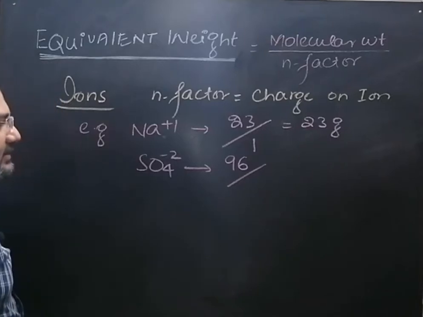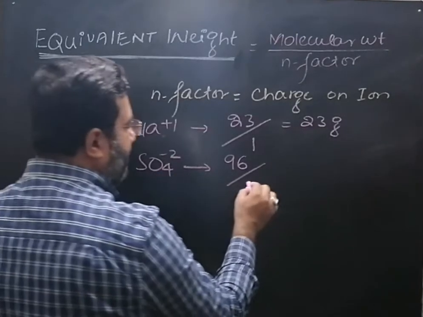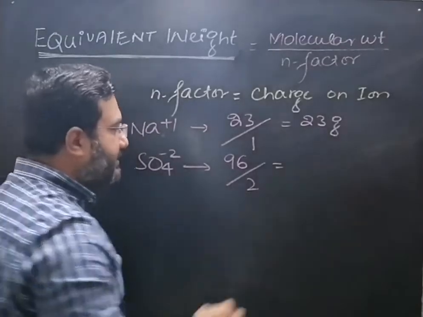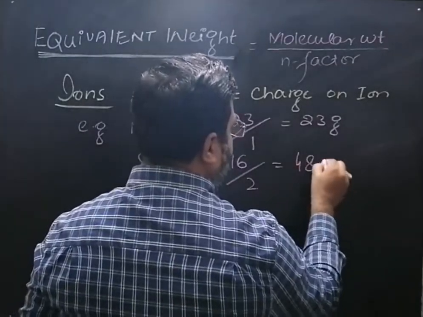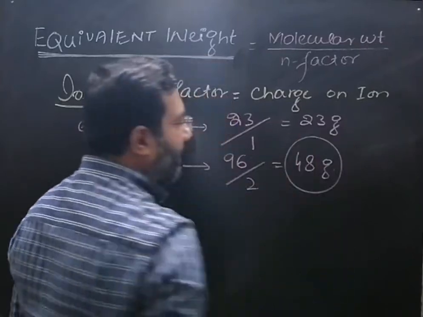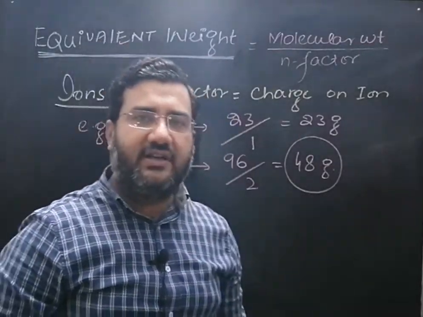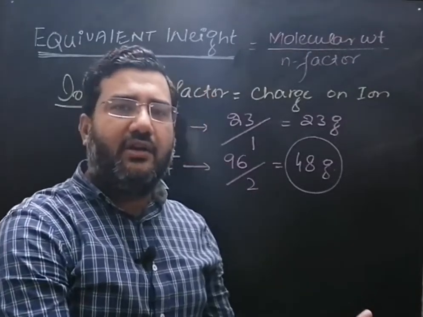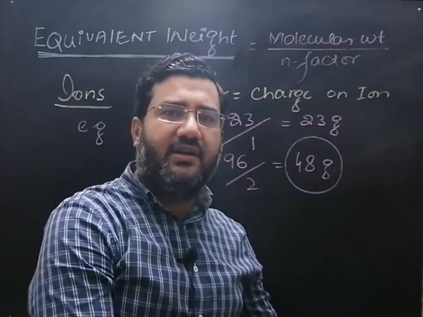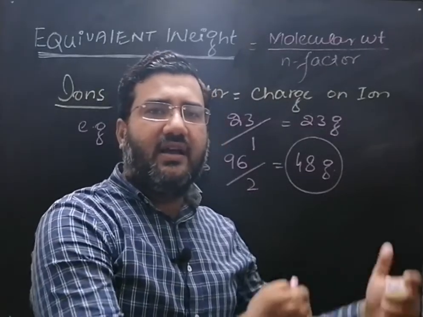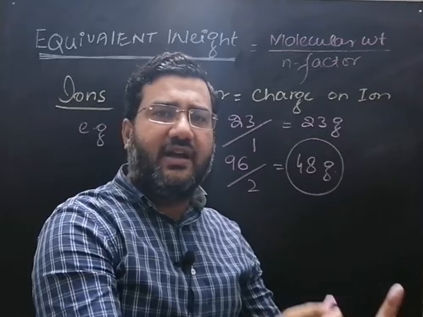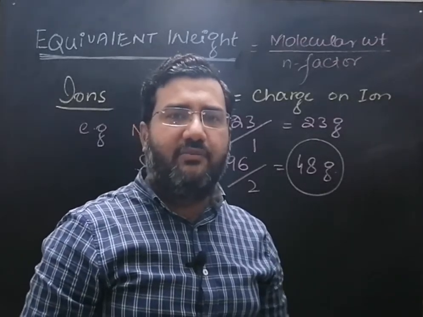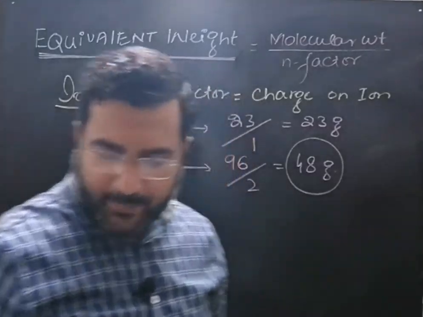96 divided by the charge on the sulfate, which is 2. What will be half of 96? That will be 48 grams. So 48 grams will be the equivalent weight of the sulfate ion. Whenever an ion is present and you are required to calculate its equivalent weight, it is very simple: you divide the molecular weight or molar weight of the ion by its charge. That charge is actually the n factor, and you will be able to find its equivalent weight.